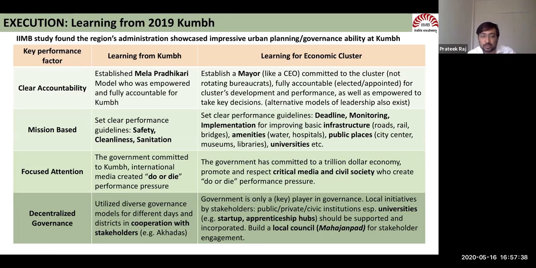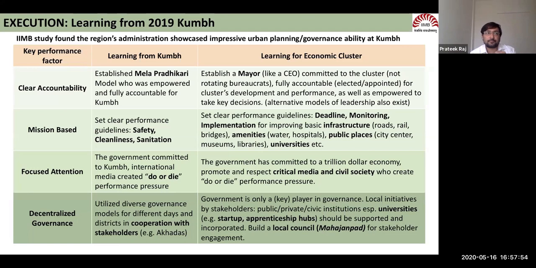They have clearer missions, focused and decentralized governance. They talk a lot to the Juna Akhada and all the different akhadas. They engage in conversation with them as a collective effort with one clear leader from the bureaucracy.